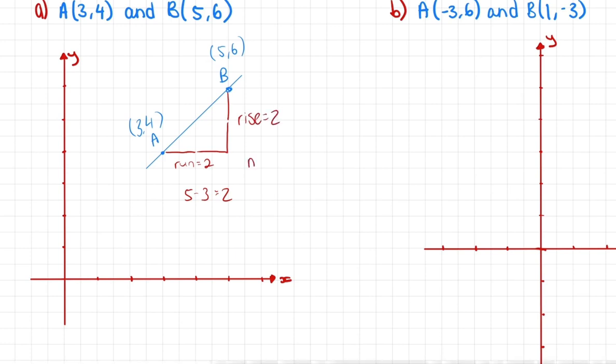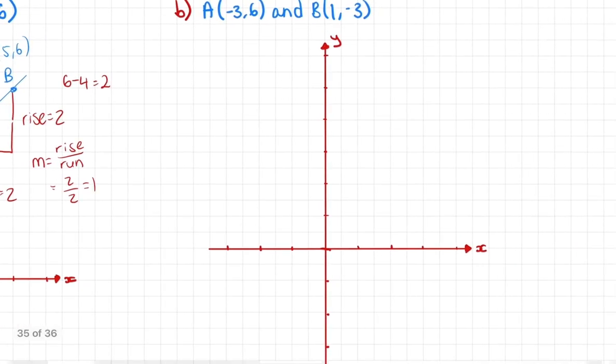So then you do your m equals rise over run, which then equals 2 over 2, and 2 divided by 2 gives me 1. So our gradient is 1. So basically what that tells me is that for every step I go this way, I go up 1 step as well. Okay, so that's what it looks like with a graph, and so then you just double check. So I would double check with my rise. Here I would go 6 take away 4, and that gives me 2, so then it is correct.